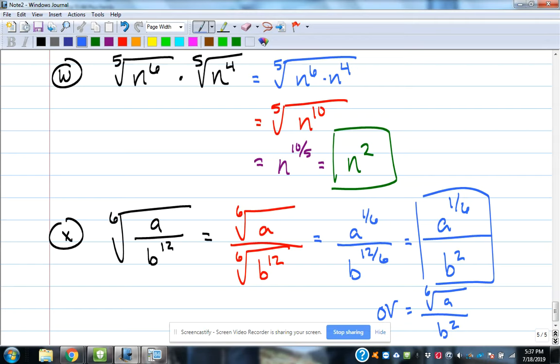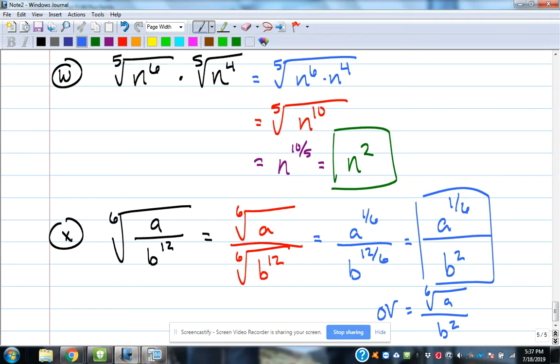So split it apart. Anytime it's a fraction inside, split it apart, and that's going to help you get the individual pieces and simplify the top part and then the bottom part, and then see if there's anything you can do there. Okay, so that's a fraction on the inside.